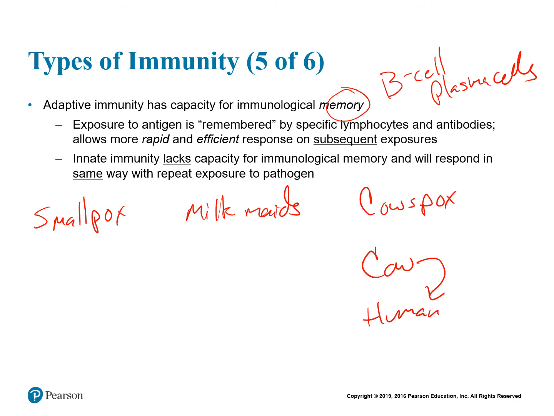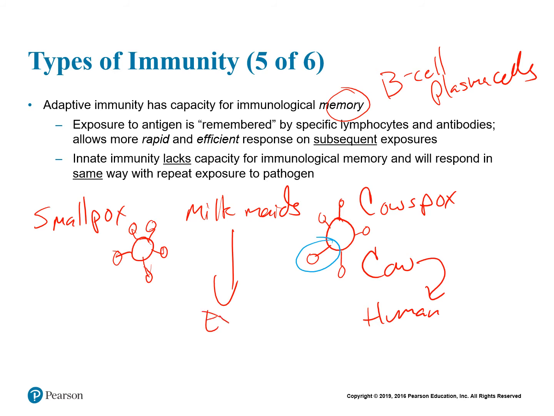So what happens here is that because the milkmaids were exposed, and let's make that virus look like that. Milkmaids were exposed to the cow's pox, so their immune system had identified this little piece right here. So whenever smallpox came around, it was very, very similar to cow's pox, almost identical. So because the milkmaids had already been exposed, that meant that they had immunity to that disease. So milkmaids that were exposed to cows that had cow's pox were immune to smallpox. Why? Because the antigens that these viruses had were already remembered by the immune system of those milkmaids.